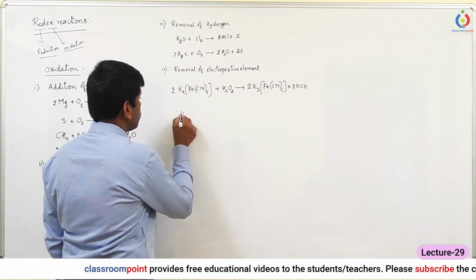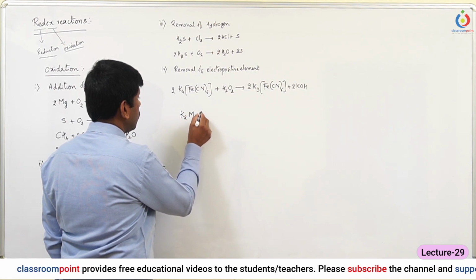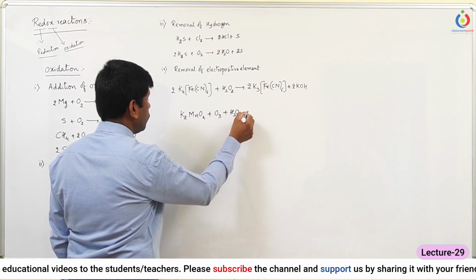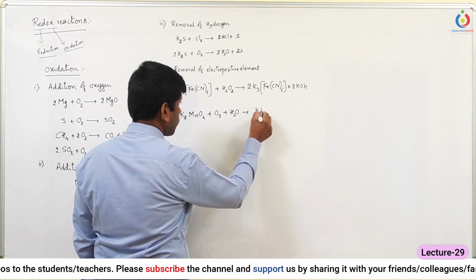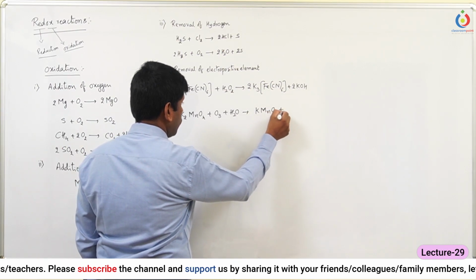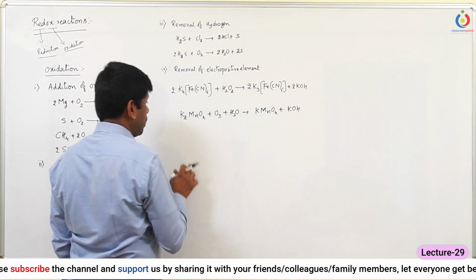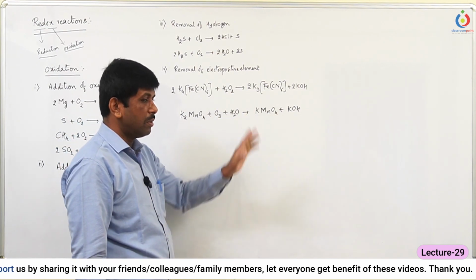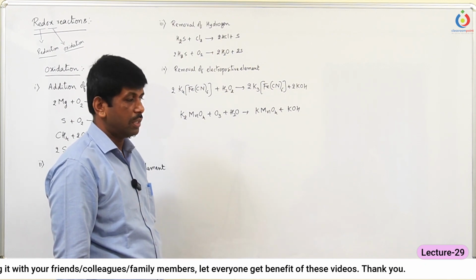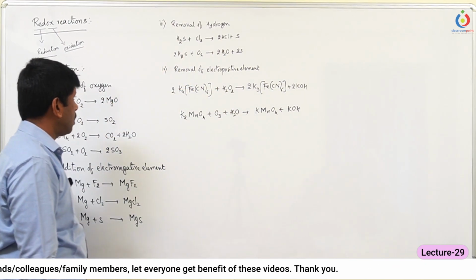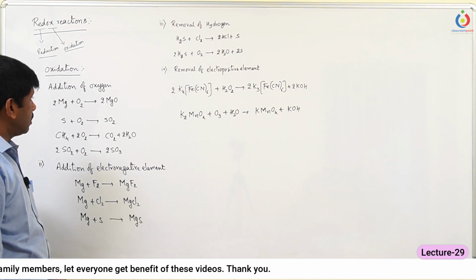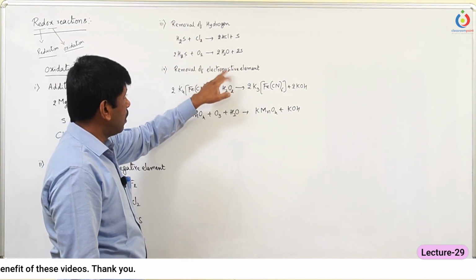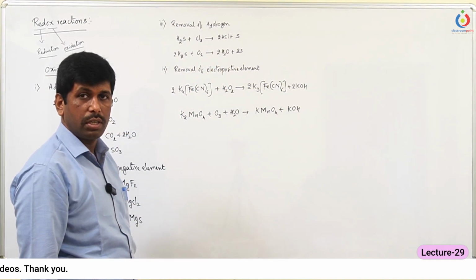And we can take K2MnO4, ozone and H2O, which gives KMnO4 plus KOH. Here 2 potassium ions are there, but here only 1 potassium remains; the other potassium is removed in the form of potassium hydroxide. So all these processes are known as oxidation. Addition of oxygen or an electronegative element, removal of hydrogen or electropositive elements are known as oxidation reactions.